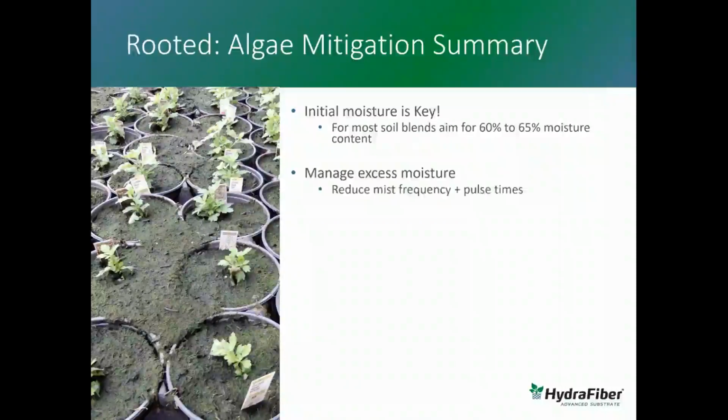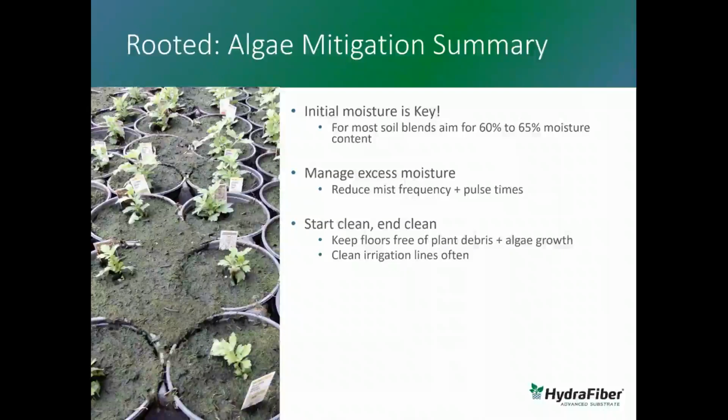Manage excess moisture in production. It's important to evaluate your mist frequency as well as pulse times, particularly in propagation, because this is where most algae problems tend to rear their head. Start clean, end clean. Keeping your floors free of plant debris will help reduce the amount of algae growth, as well as making sure that you clean up in between crops.